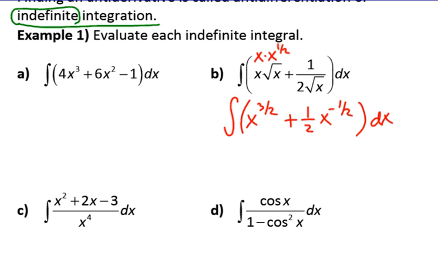Now when we take the integral, we get x to the 3/2, add 1, and you get 5/2. Then you divide by the new exponent. If the new exponent is a fraction, you simply multiply by the reciprocal. So I'm going to multiply that by 2x.